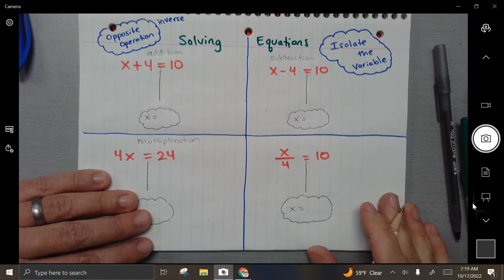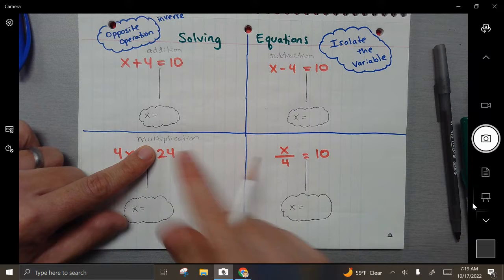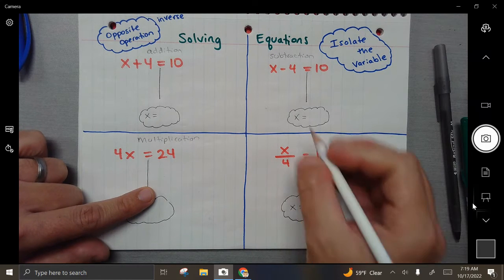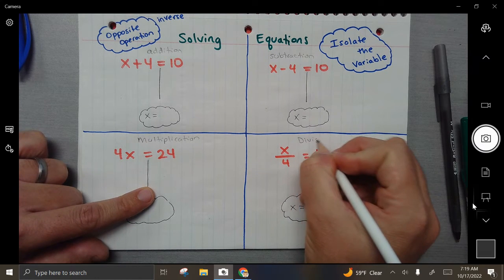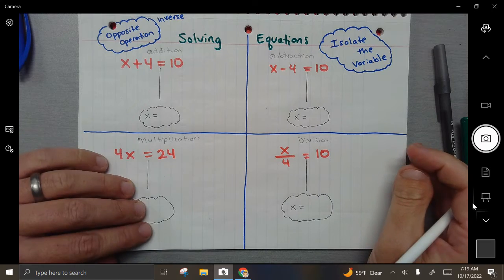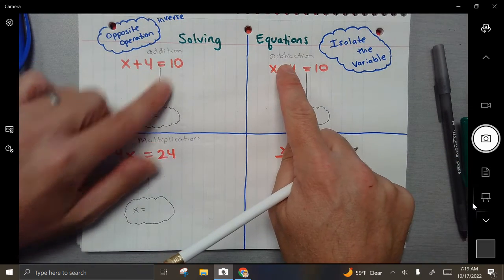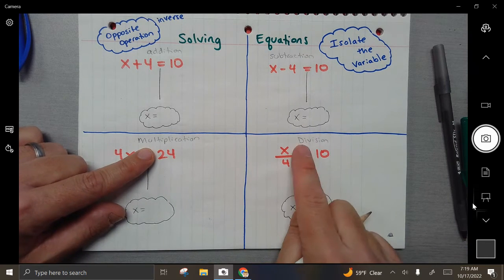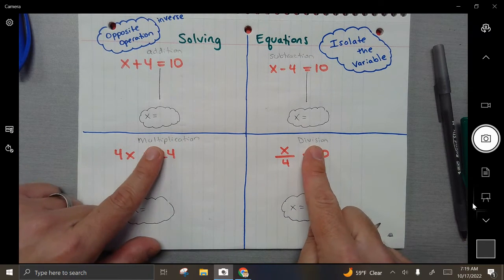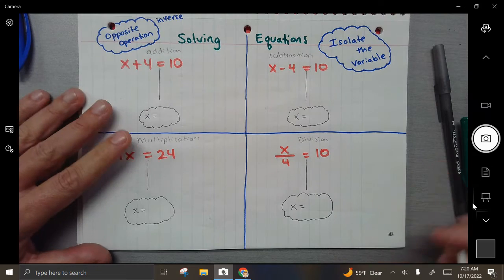Multiplication, I know it's hard to see, multiplication. And then this one, this fraction, that is going to be a division. And hopefully you guys remember the opposite of addition is subtraction, okay? Opposite of multiplication is division, and vice versa. Division, multiplication, subtraction, addition. All right, let's get into this.